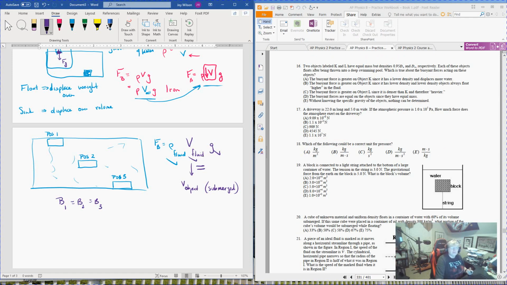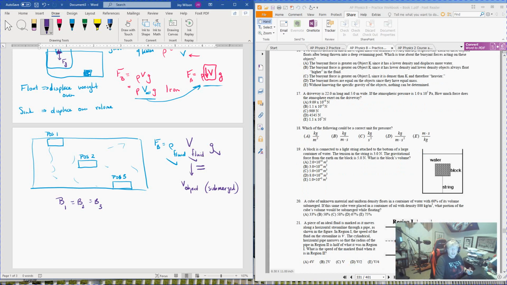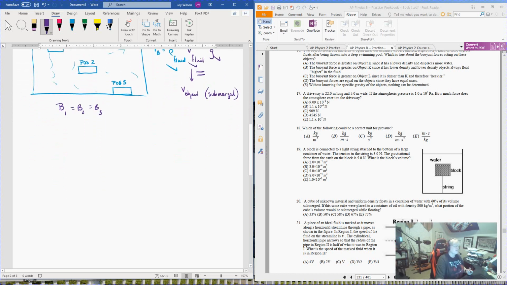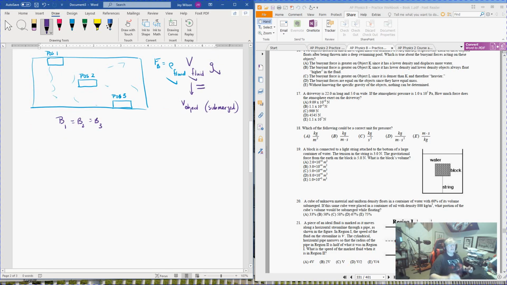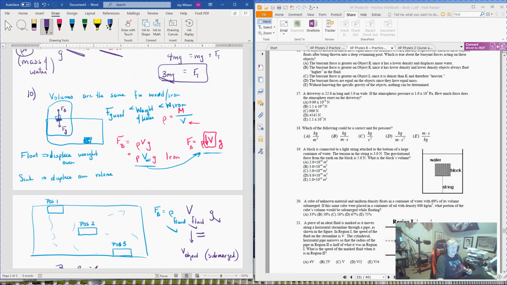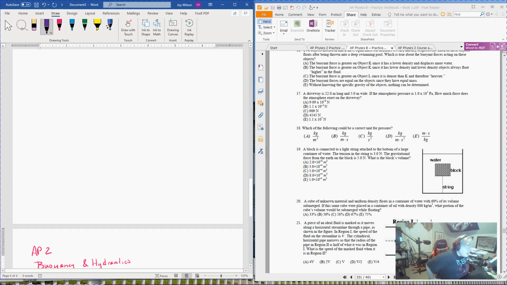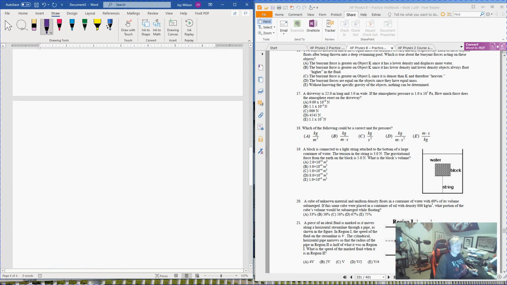Okay, so let's see. Let's do one more for number 19. We'll do number 19, and then we're going to stop there on this. Actually, let's just go ahead and do the hydraulics. I think you've got plenty of ones you can practice out of this, so let's go ahead and just hit the hydraulics. So what's true about hydraulics?